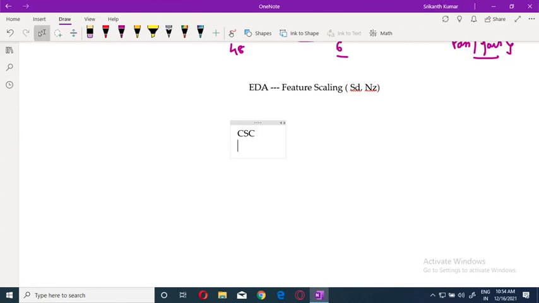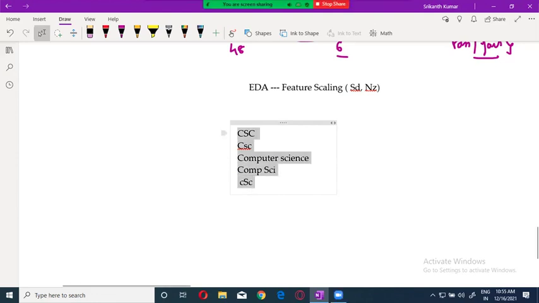Some person says SCC, some say computer science, some say computers and science, and some say CSC. Are these all the same? All are eligible, but your computer will not understand this. You have to explicitly normalize them. You have to get them to one normal state.